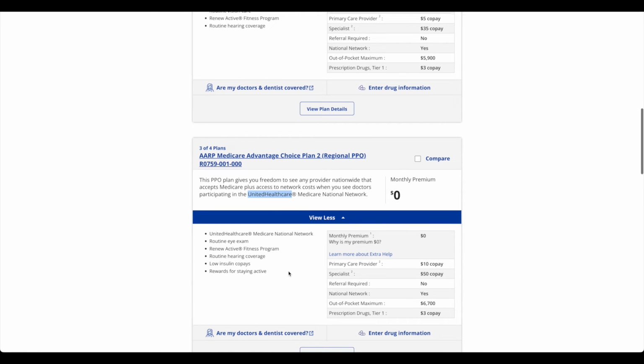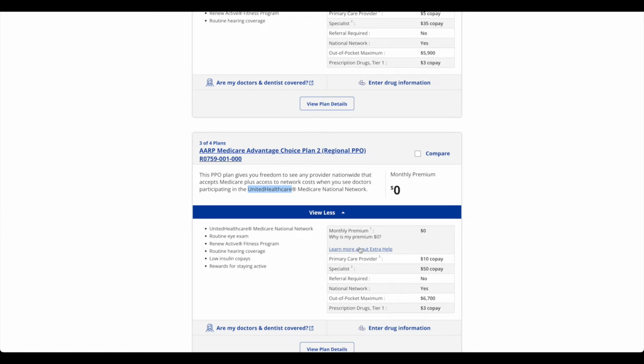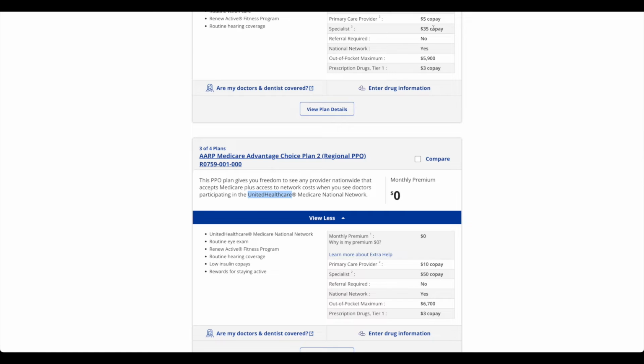And then we're going to see a little bit higher costs, okay? This is going to have a $10 copay instead of the $5 in the last plan, and a $50 copay instead of $35 for specialists that we had in the last plan. Similar with no referrals required. It is the national network available. And then the out-of-pocket maximum goes from $5,900 up to $6,700. So yet again, another increase. All of these plans so far have had a $3 copay for their prescription drug on the Tier 1.